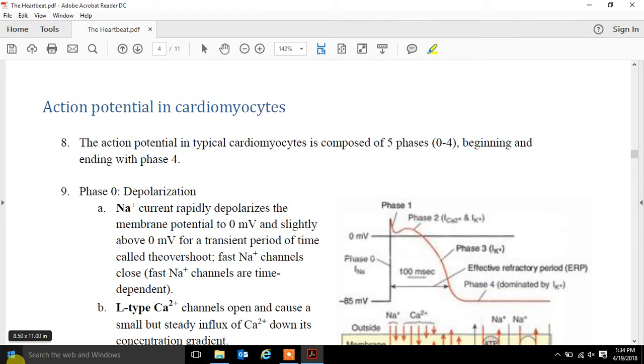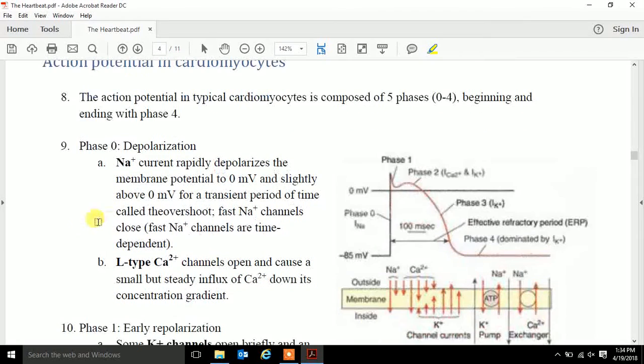So phase 0 is depolarization, and I'll walk you through the key steps here. There's a little bit more information here than you necessarily need for the exam, but I think it's important to help fill in some of the gaps. So let's look at this figure here. We've got time on the x-axis, millivolts on the y-axis. Here's phase 0. It is this very rapid depolarization.